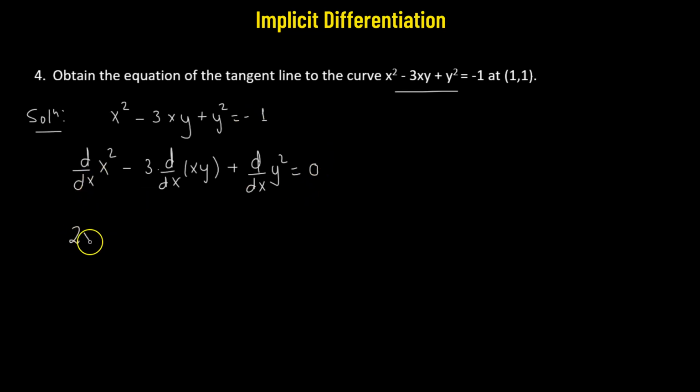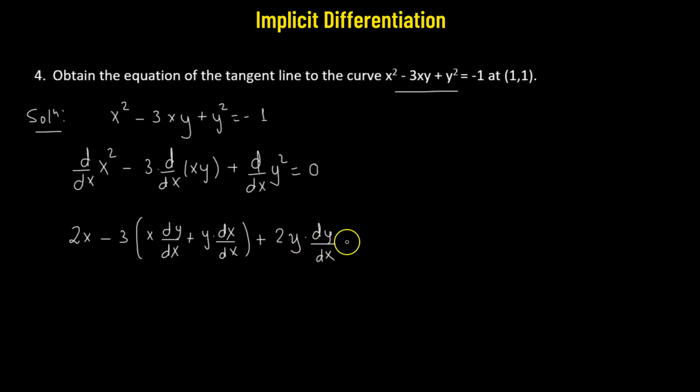Derivative of x squared is simply 2x minus 3 times, now we have to take the product rule, so we have x times the derivative of y with respect to x plus y times the derivative of x with respect to x, plus the derivative of y squared. We'll treat y as a function of x, so the derivative of y squared is simply 2y times dy over dx. So here we have applied the chain rule.